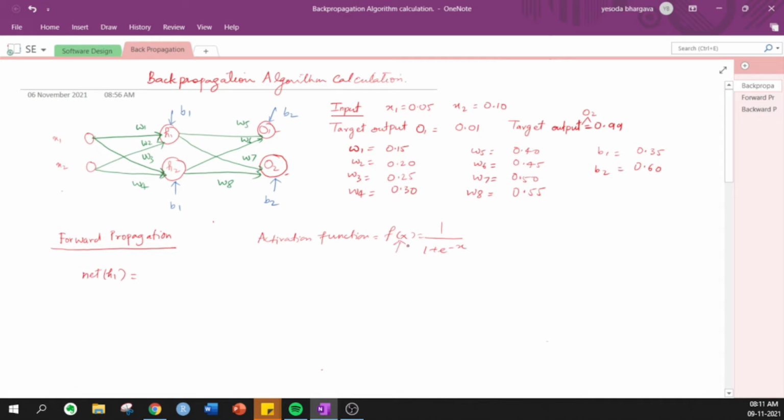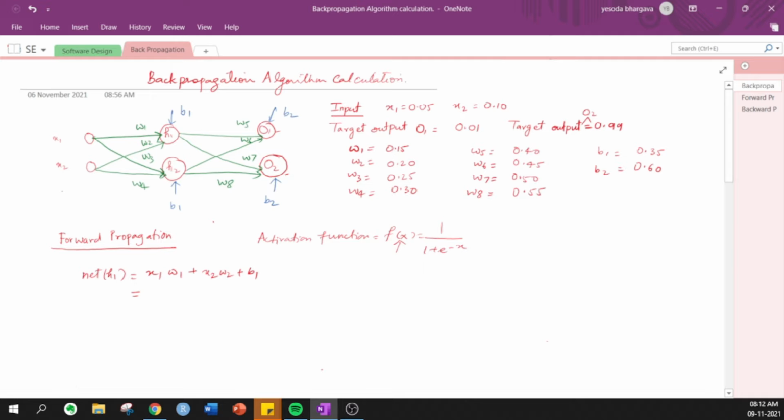This x value is the net activation that any particular neuron receives. This is the activation that we are computing for H1. So this will be x1 into w1 plus x2 into w2 plus the bias term. These, in blue, are the bias terms. For hidden layer neurons, I have kept the bias the same, b1, and for output it's b2. These biases can be different as well, but for the example's sake, we are using the same one. All of these values are given over here.